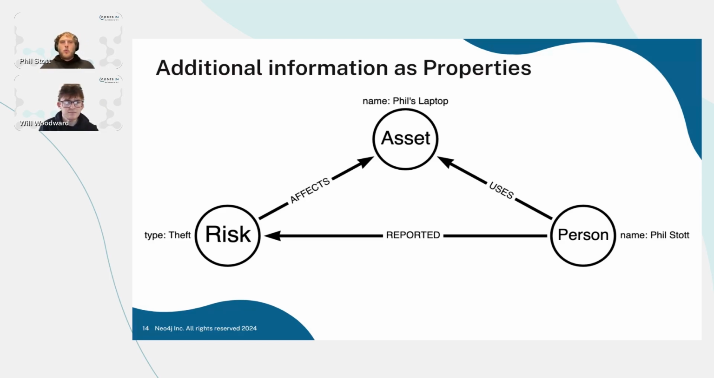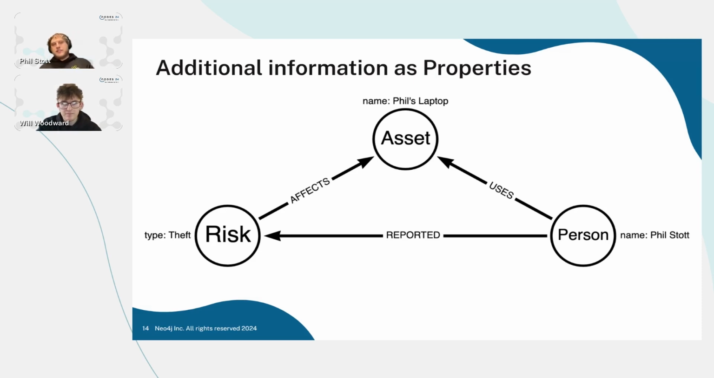And then we add the additional information. So the asset is Phil's laptop. The person, Phil Stott. And the risk is theft. So this we can very quickly see is Phil Stott is reporting there's a risk of theft of Phil's laptop. And you don't need so much domain knowledge to understand where this goes.